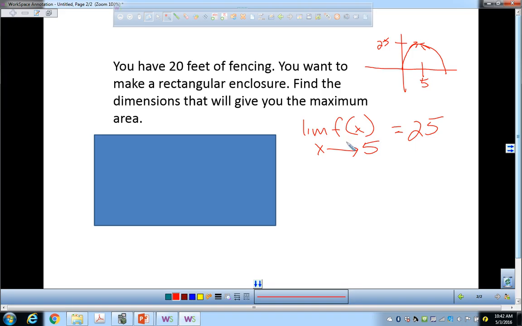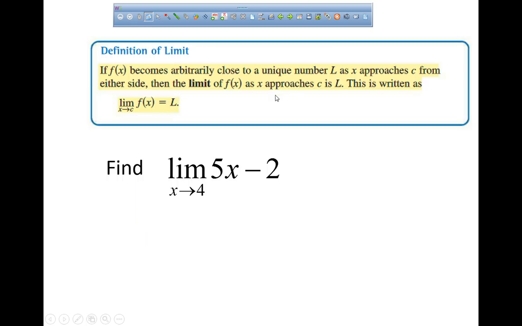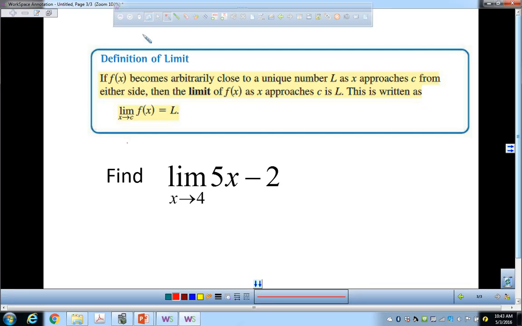Okay? So moving on, let me show you some more. You should probably write this down. If f of x becomes arbitrarily close to a unique number L as x approaches C from either side, then the limit of f of x as x approaches C is called L. This is written this way: the limit as x approaches C of some function f is equal to L. Can anyone tell me what the answer to this problem is?